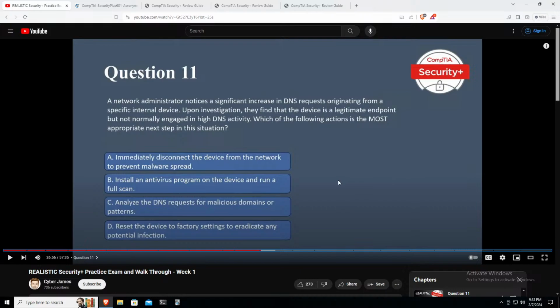Immediately disconnecting the device from the network can prevent malware spread. You would immediately take this device out of the environment, because there could be potential malware on the device. So to reduce the attack surface of the malware, you would remove or isolate the device off the network. I'm going with A here.